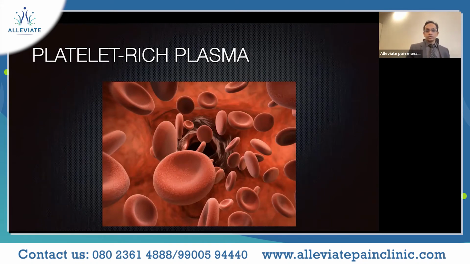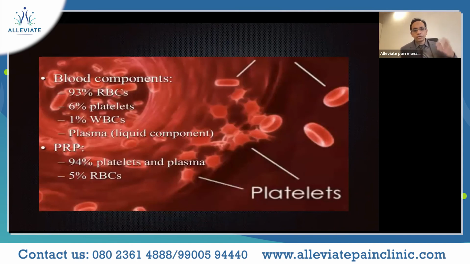What you need to know is our blood contains three components: the red blood cells, the white blood cells, and the platelets. The red blood cells give the inherent red color to the blood, right? The WBCs give us immunity, and the platelets are the ones which do the repair work, right? So anyone who's got an injury, if the wound has to heal, the platelets are a storehouse of growth factors, and they bring about a natural healing process.